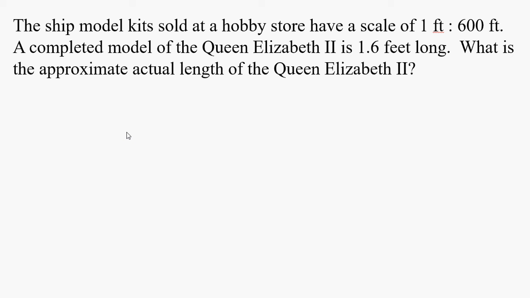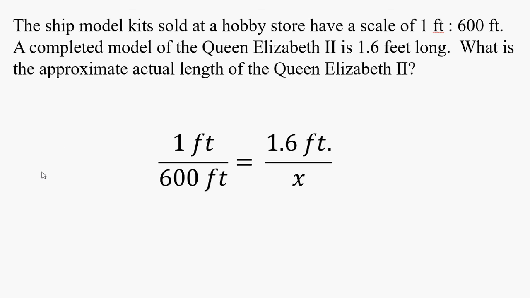So anyway, we want to find the approximate actual length of the Queen Elizabeth II, knowing that we have a model of the Queen Elizabeth that's 1.6 feet long. So the model is built with the scale of 1 foot to 600 feet. That means if I set up two ratios, one, the scale of 1 foot in the model to 600 feet in real life on the ship, equal to the 1.6.